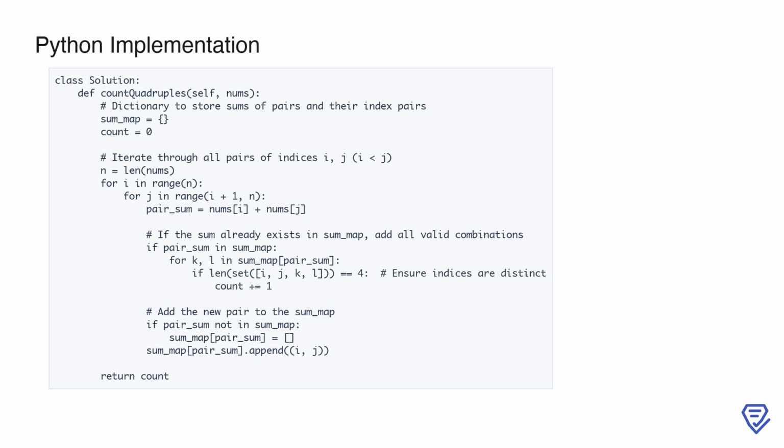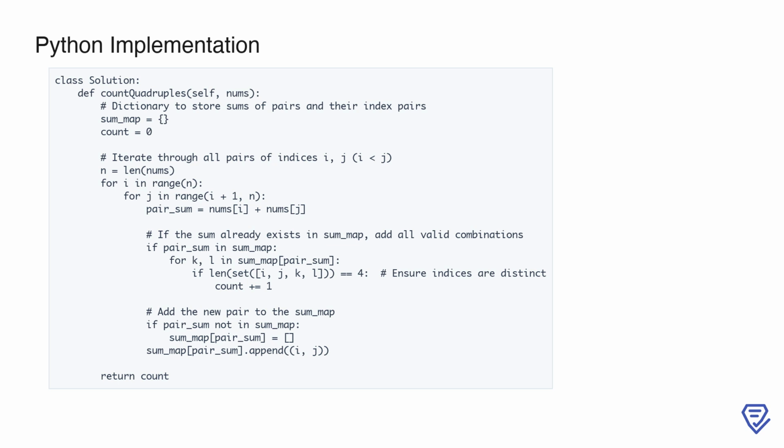Explanation. 1. Initialization. We initialize an empty dictionary sum_map to store sums and their corresponding index pairs. We also set count to 0, which will store the total number of valid quadruples. 2. Iterate through all pairs of indices. We loop through all possible pairs of indices, i, j, in the array, ensuring i less than j to avoid duplicate pairs. This is achieved by using nested loops, where the inner loop starts at i plus 1.